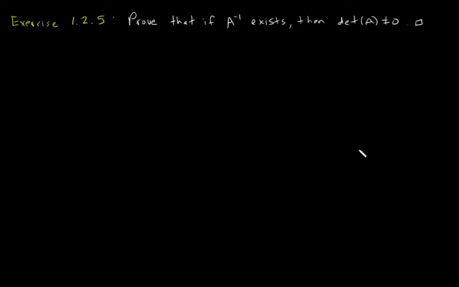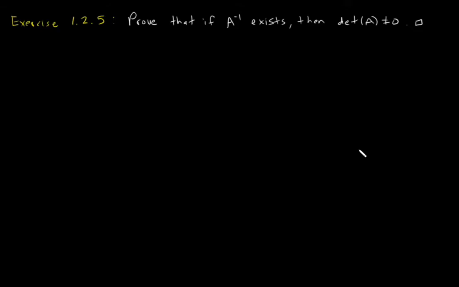It's 1.25. But as mentioned before, these proofs or these exercises can be found in other linear algebra books as well. And this one we're going to prove that if the inverse of a matrix exists, the determinant of that matrix cannot be zero. There's several ways to prove this.